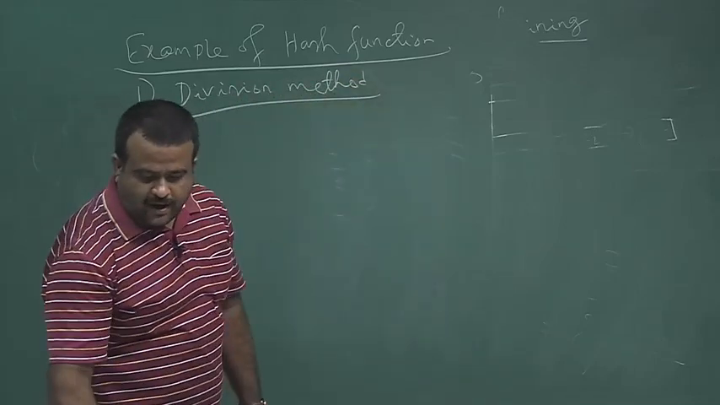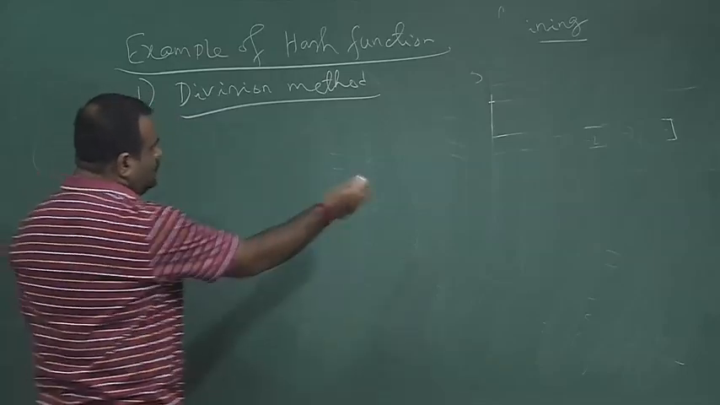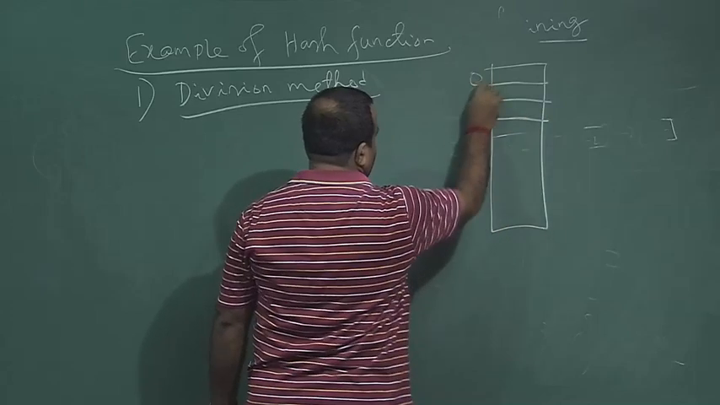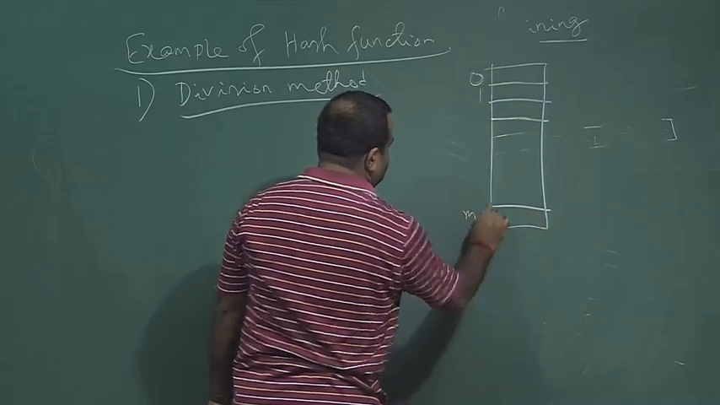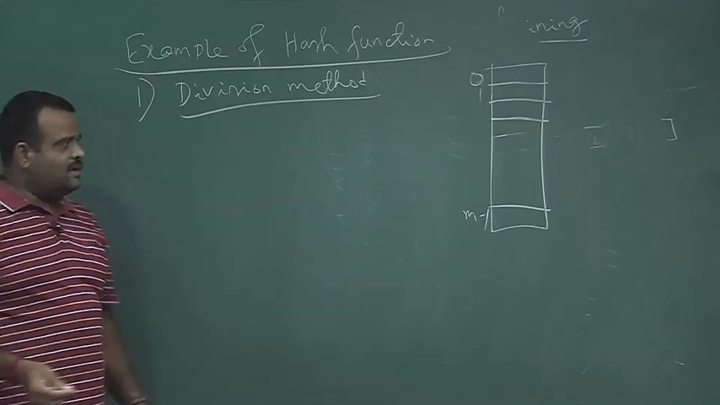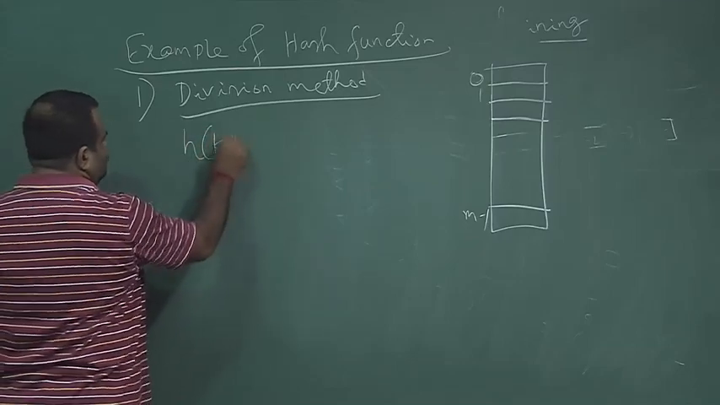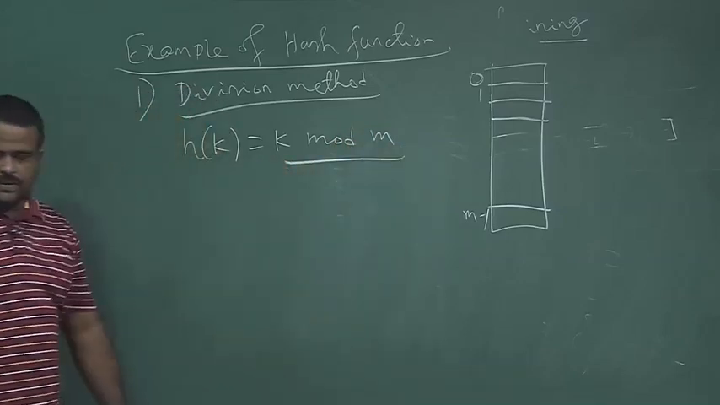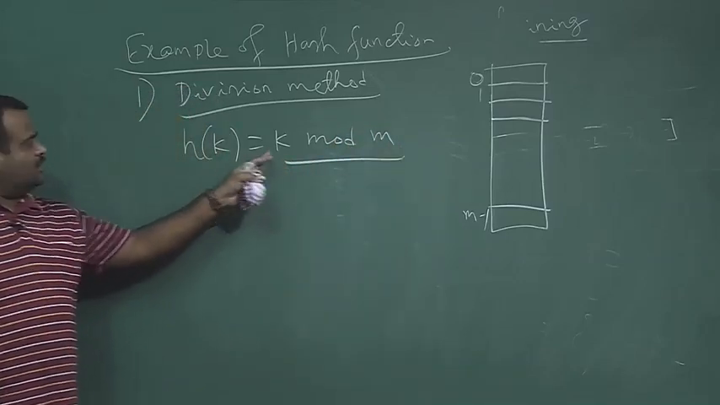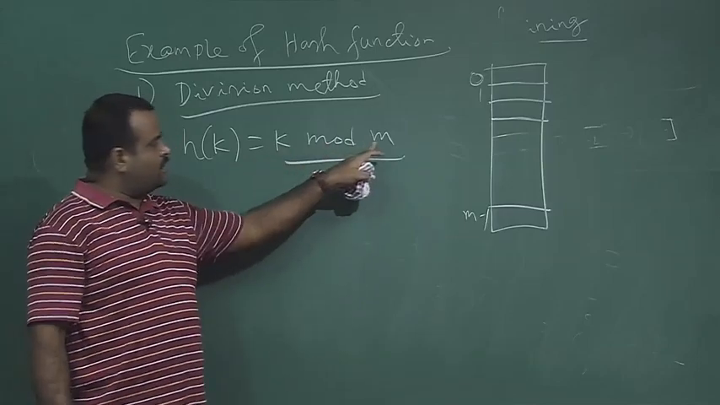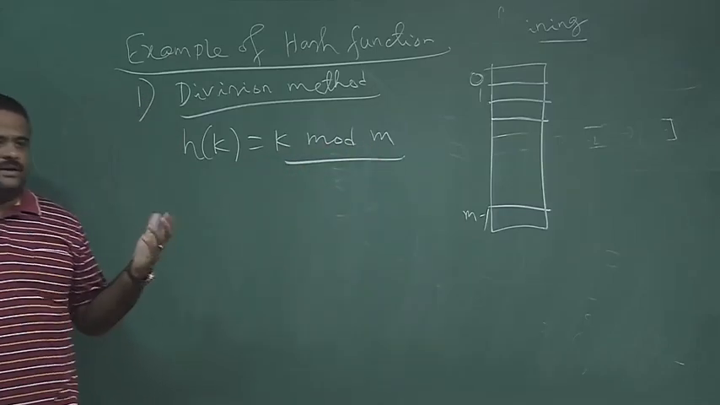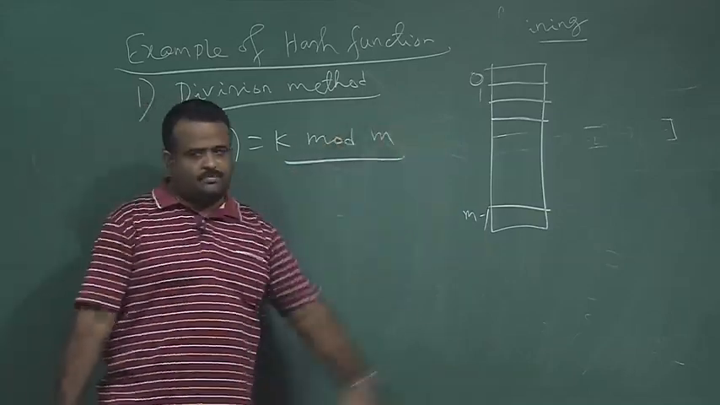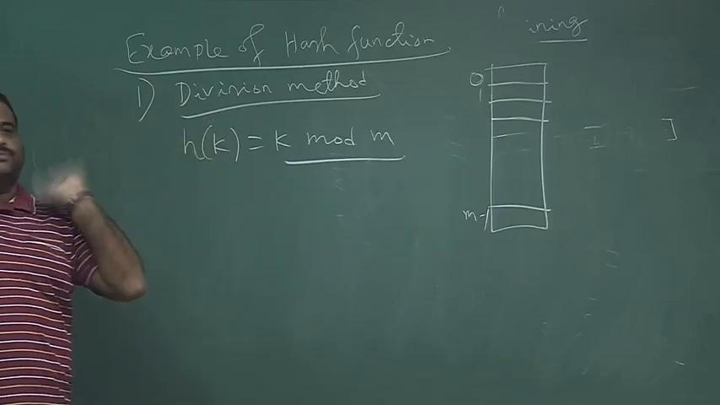Suppose we have m slots, 0, 1, 2 up to m minus 1, and suppose our keys are integers. So, h of k is simply k mod m. This is the division method. If you take any integer and do the mod operation, we divide that integer by m, and this is the remainder. The remainder will lie from 0 to m minus 1. So, we will go to that slot and put it there.